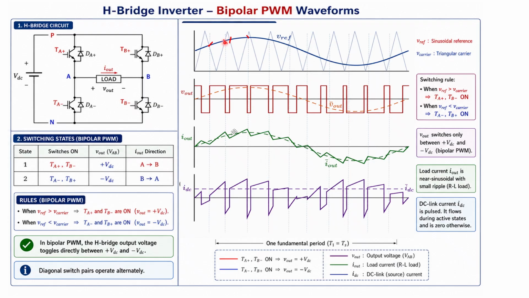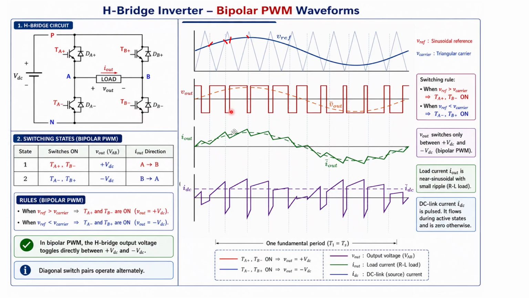So whenever the amplitude of the carrier wave is greater, B plus and A minus will turn on, and whenever the reference wave is greater, A plus and B minus are turned on. Therefore a bipolar PWM output voltage switches from plus VDC to minus VDC. That's why it is called bipolar. It has two polarities, plus VDC and minus VDC.